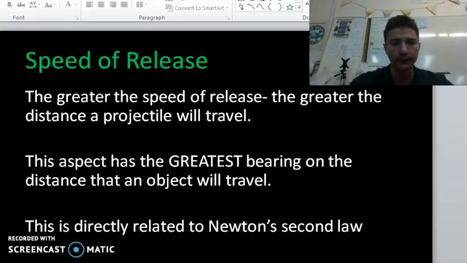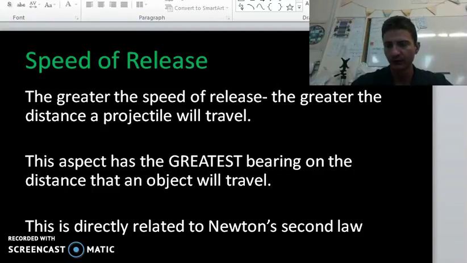Now the very last one is your speed of release. So this is your acceleration sort of stuff. The greater the speed of release, the greater the distance a projectile is going to travel. So when you put that shot put, you really want to be using very explosive movements, really quick explosive movements, because that's going to create a greater speed of release on the object. And this aspect actually has the greatest bearing on the distance that an object will travel.